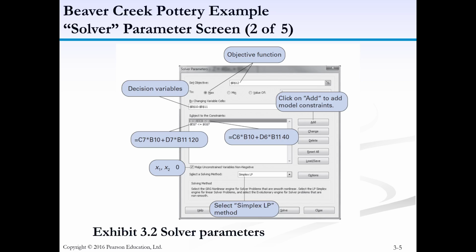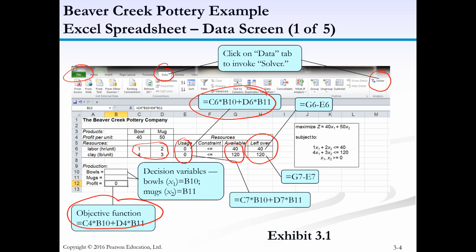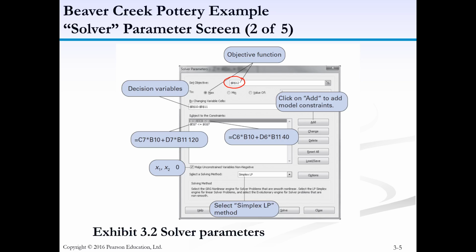Okay, so here it shows how the parameters are to be filled up in this Solver screen. For example, set objective is B12. If we go back, we see that in B12 the profit is there. So we just give the reference to where the objective function is, whether it is maximization or minimization.